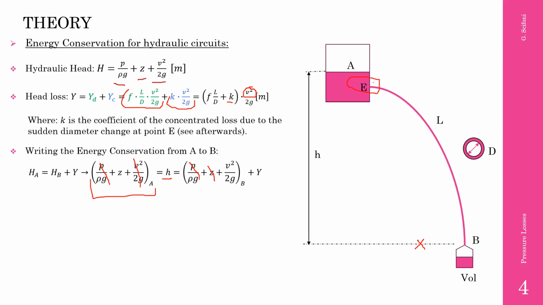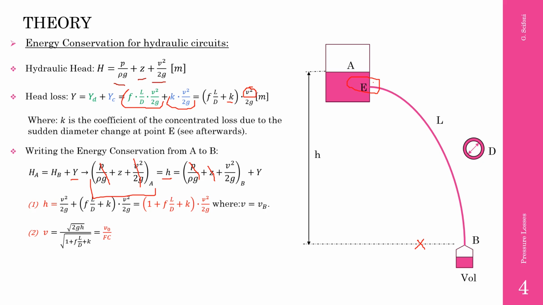The energy conservation says that the head at point A equals the head at point B plus the head losses, capital Y, that we have expressed above. If we replace that expression, we find relation number 1, where the velocity at point B we have called v. If we work out this expression solving for v, we get formula number 2.